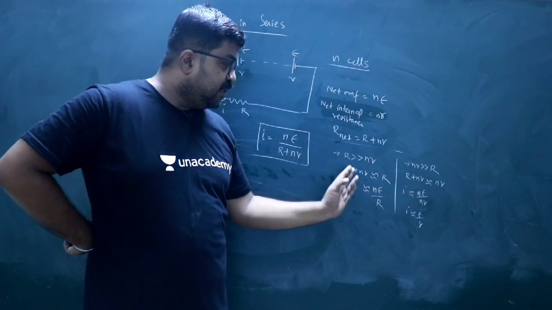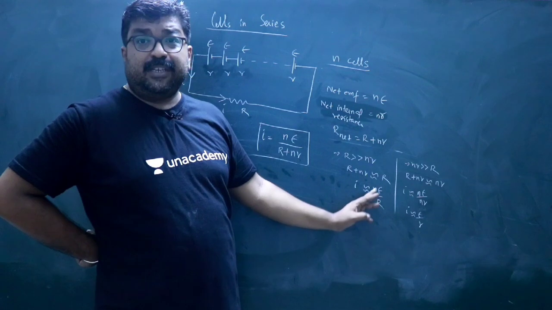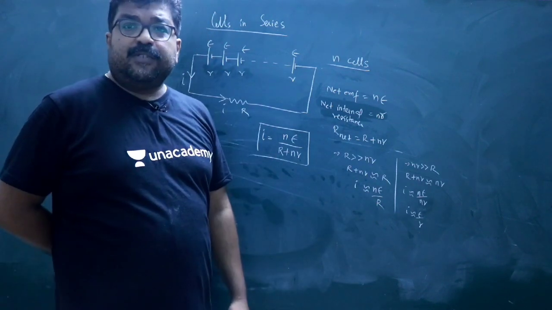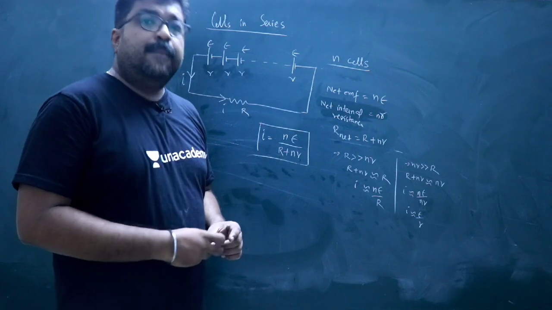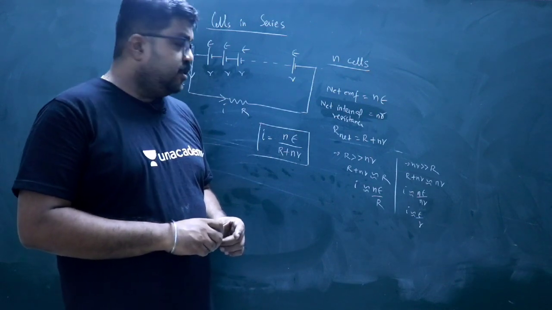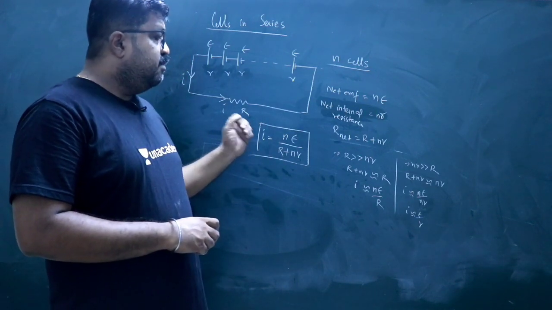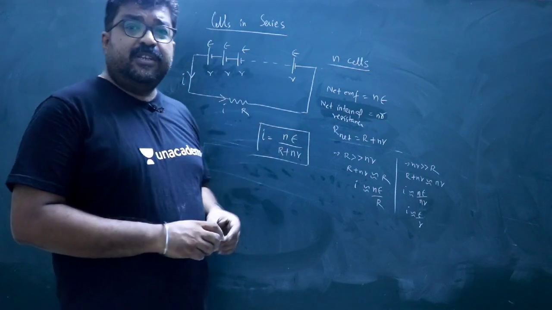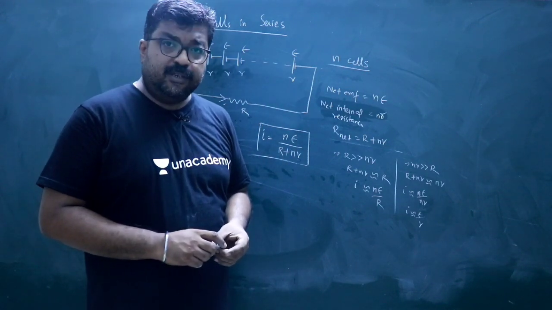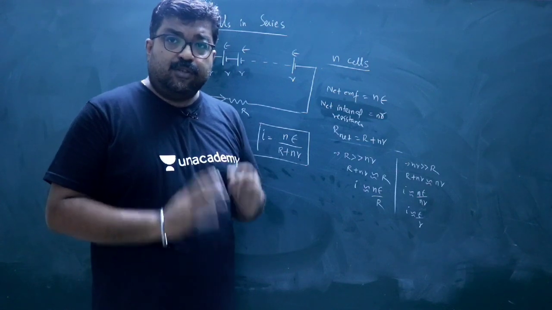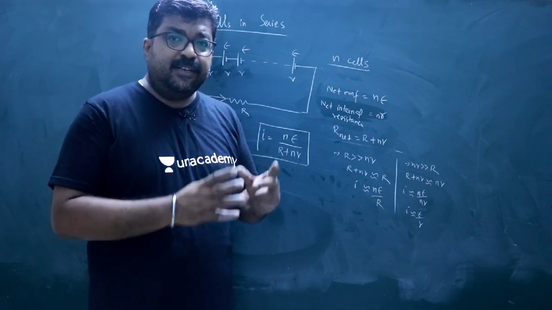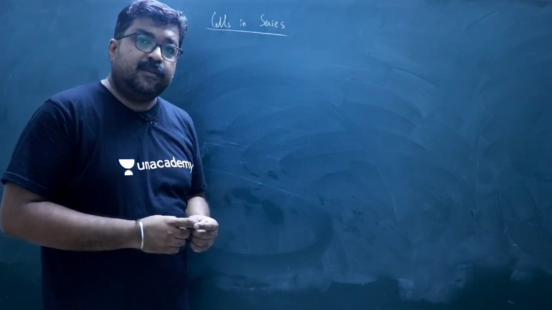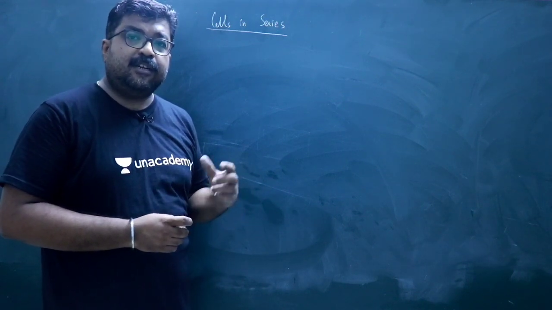In the first condition current is maximum, it is nE by R. So if you have a series combination of cells and you want to draw maximum current from the cell combination, then the external resistance must be much greater than the total internal resistance of the cell combination. Okay, this is one concept, the condition for maximum current in series combination of cells. In series combination of cells, what will happen if some cells are wrongly connected?